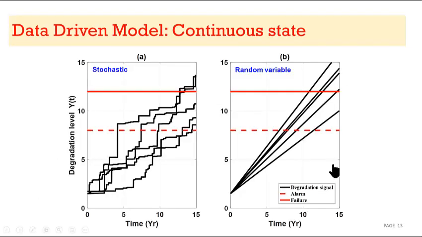Now I will illustrate these kinds of degradation models. The first is the data-driven model. You have two types of cases. You can have a continuous data-driven model, or you can have a discrete-state data-driven model. For example, this shows a data-driven model. In this case, this is a gamma process model. This is an example of a stochastic process, and this is a random variable degradation model, which in this case is linear. You can have different kinds of functional forms. You can have non-linear functional forms also.